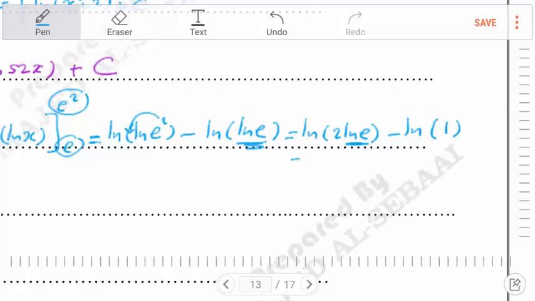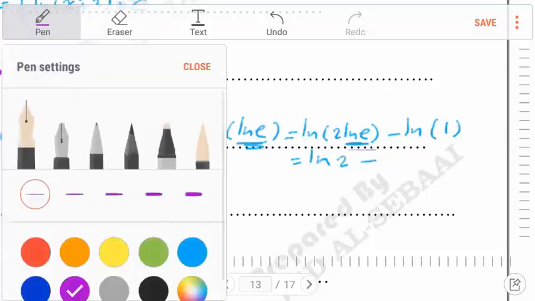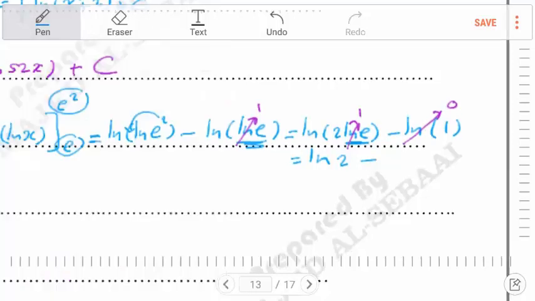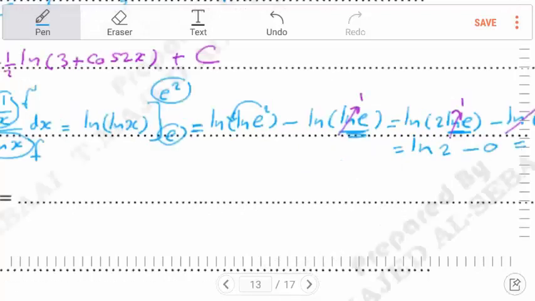So the answer is going to be 2 minus ln 1. What is ln 1? 0. Yes, that's right. This is 1, this is 0. Don't forget that. Minus 0. So the final answer is ln 2. Next question.